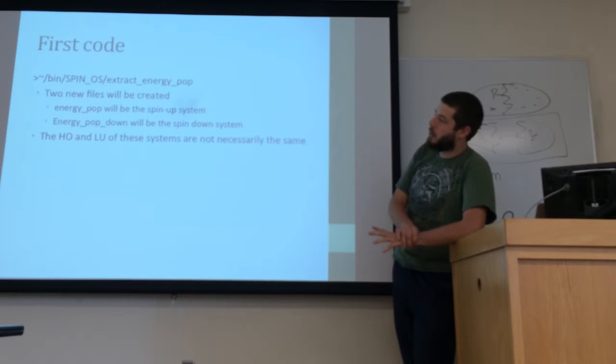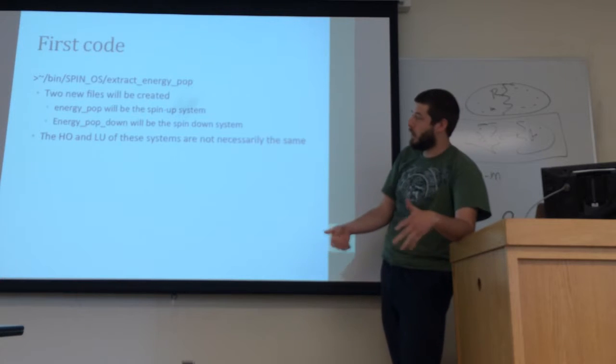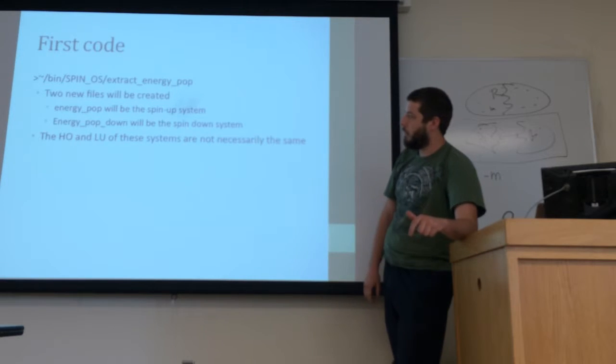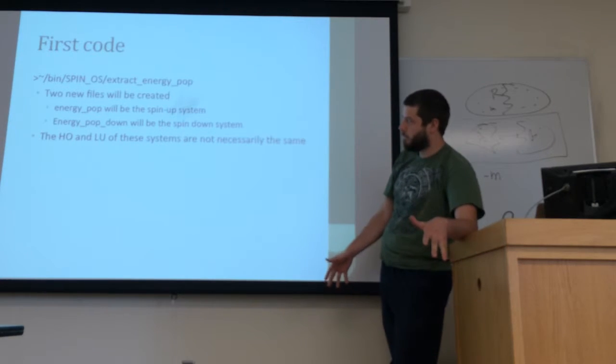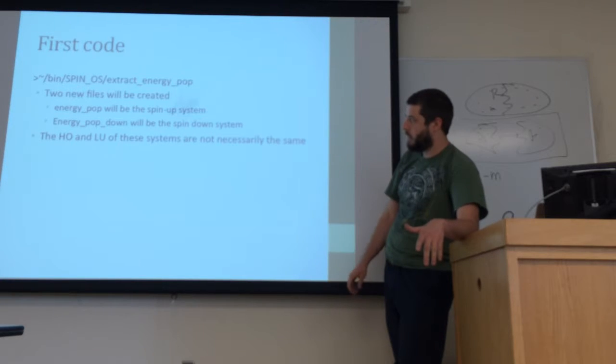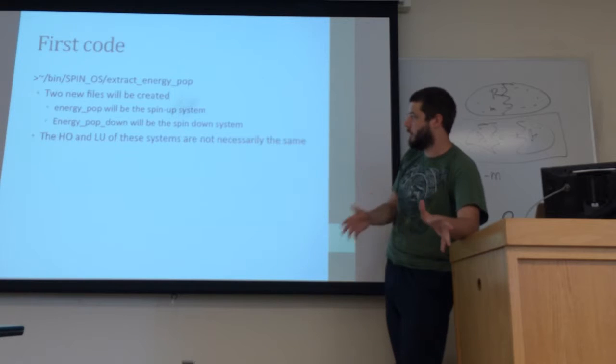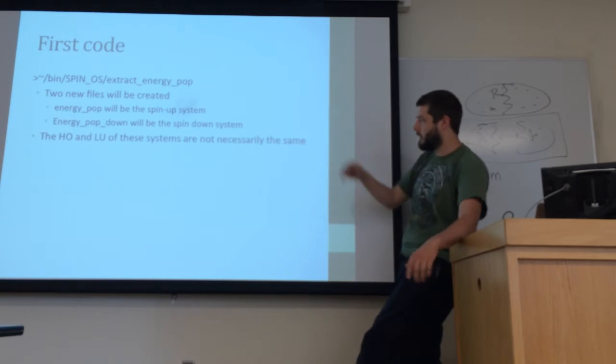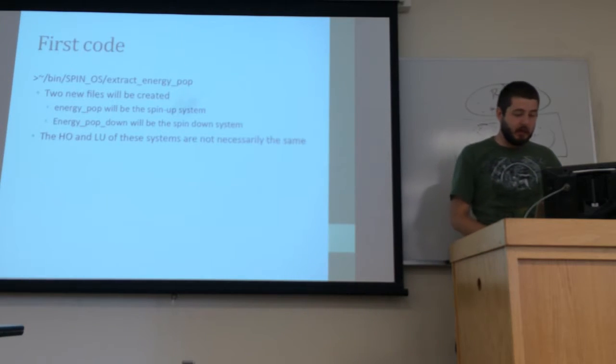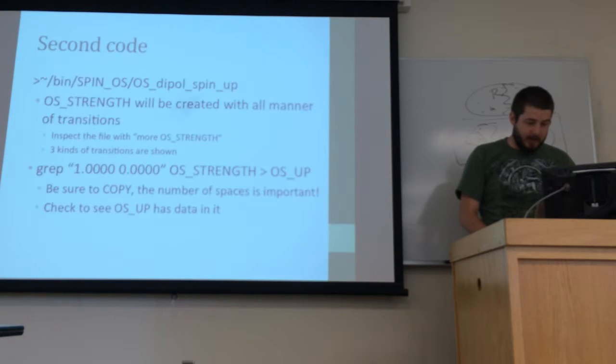With a lot of these programs, the spin up system will just look like any other name that you've seen before. But the down system has that down added at the end. So energy pop is just the spin up system. Energy pop down is the spin down. And as I said before, the highest occupied and lowest unoccupied of these two systems are not necessarily the same.